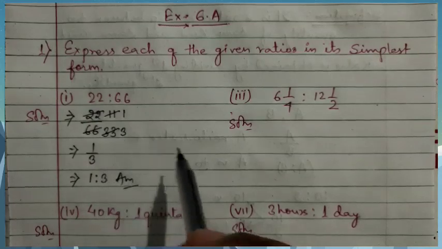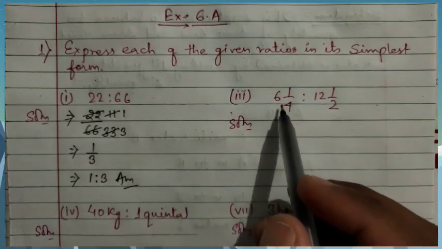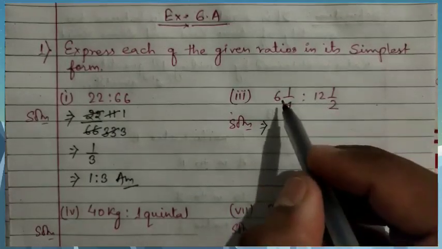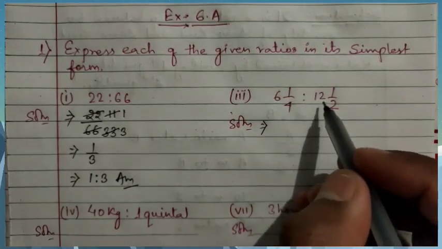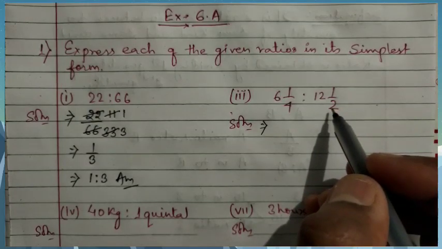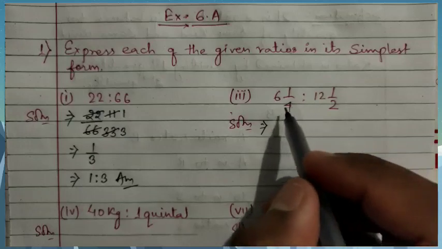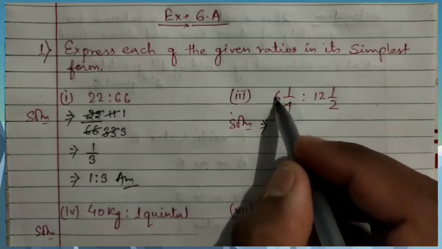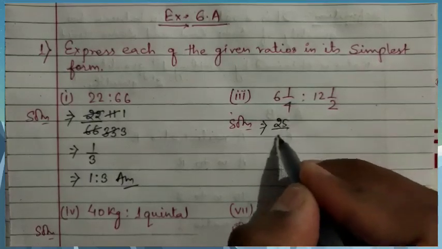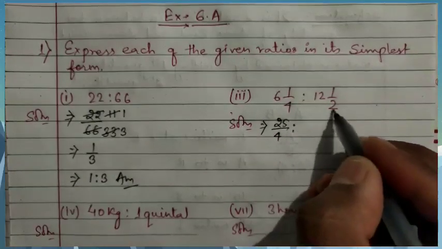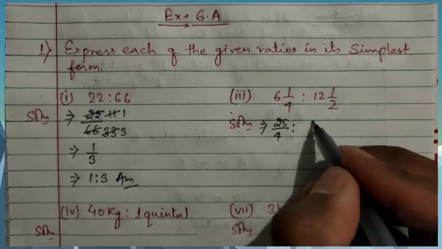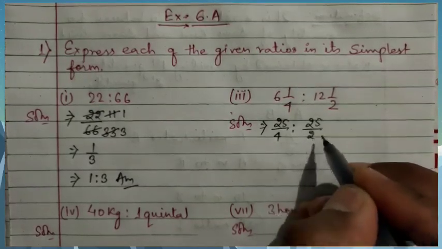One more question we will see, that is question number 3. Here the ratio is given in mixed fraction, that is 6 whole 1 by 4 ratio 12 whole 1 by 2. Our first task will be to convert it into improper fraction. First let us convert: 4 6s are 24 plus 1, 25. It is 25 by 4 ratio. 2 12s are 24 plus 1, 25. It is 25 by 2.